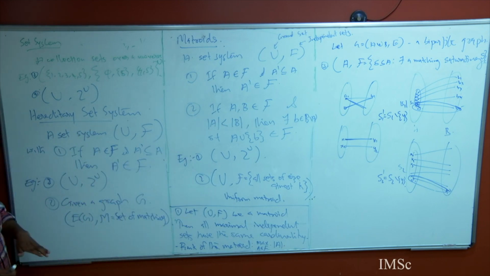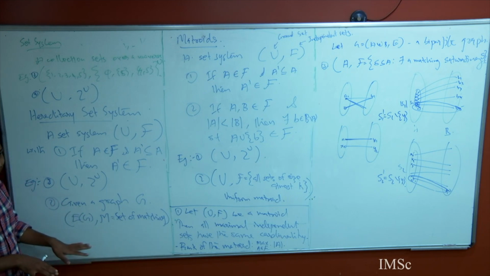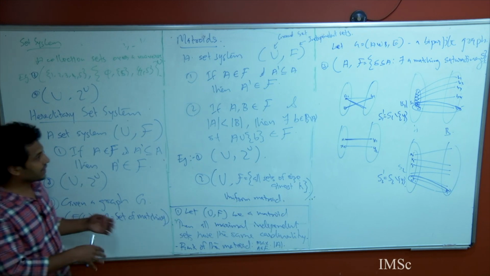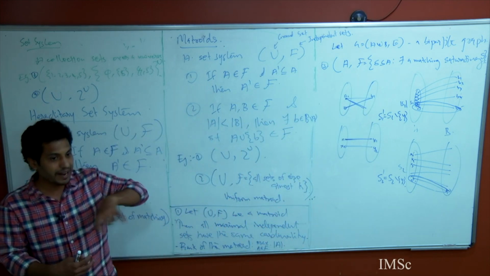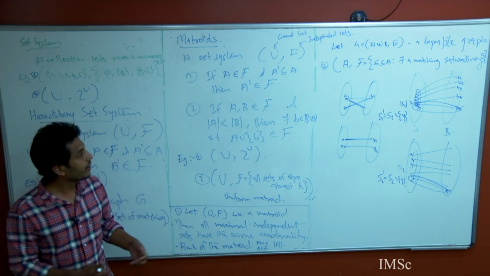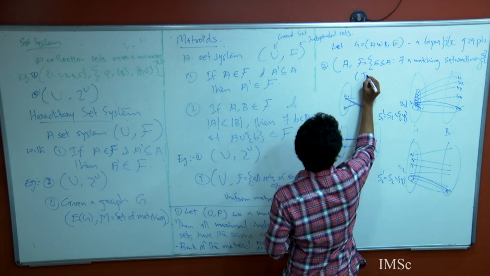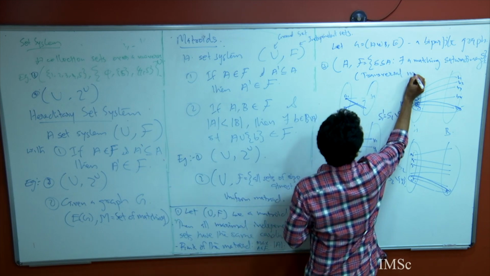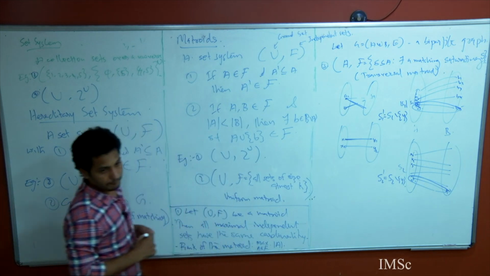So if I take the set of edges being the ground set, it's only hereditary, not matroidal. But if I take a bipartite graph and one side being the ground set and the matching saturating the vertices in one side, this is matroidal. And this matroid is called transversal matroid.